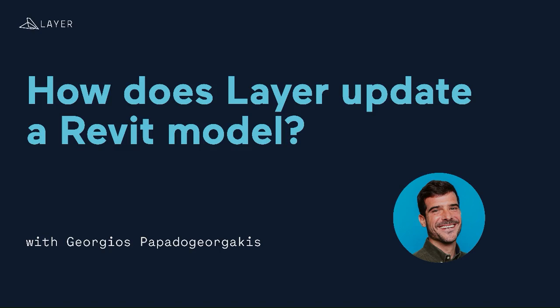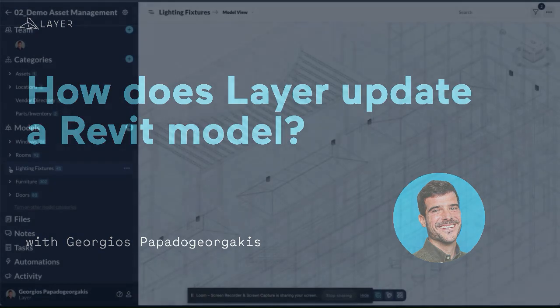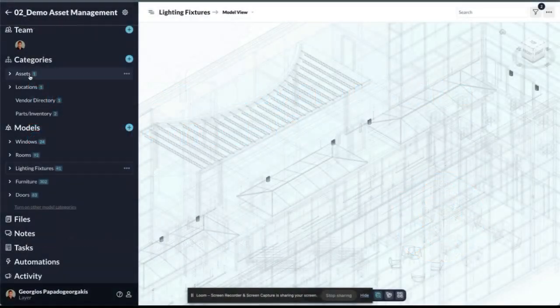I'm usually asked, how does Layer update the Revit model? So I wanted to take this opportunity to walk us through the two ways that you can do that. In this specific example, I'm in my healthcare project. I will be focusing on asset management. I have a Layer category for assets, and the corresponding Revit category that we'll be using is lighting fixtures.